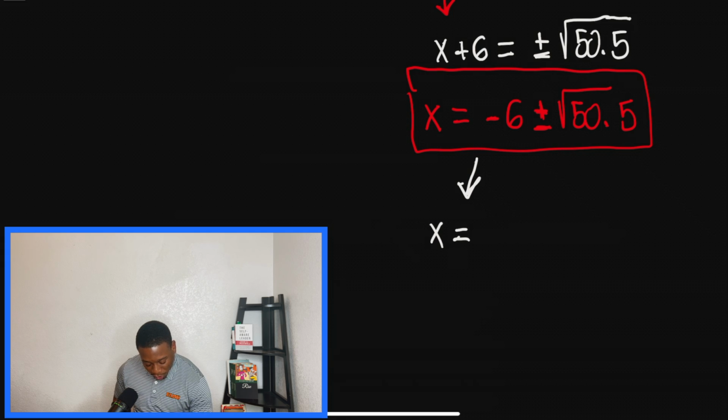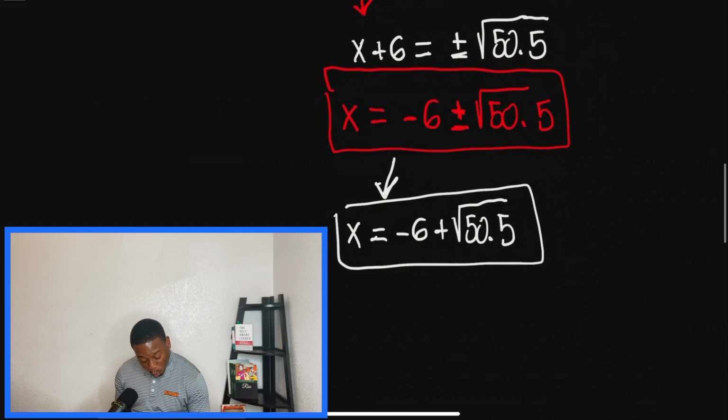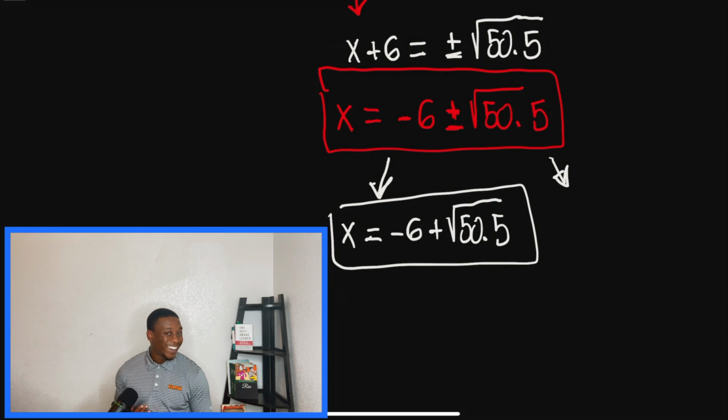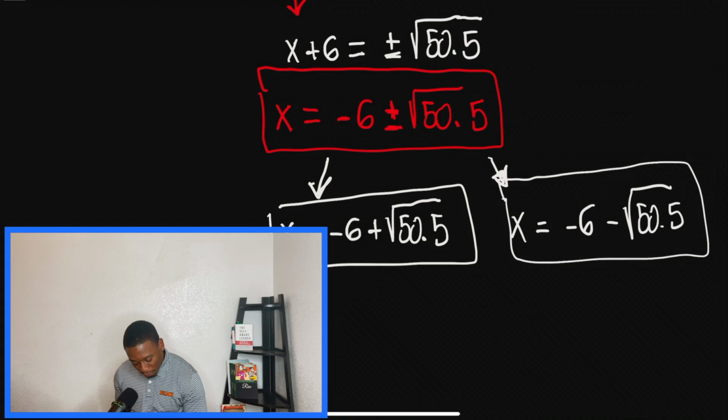So if your teacher asks you for two separate answers, we could have one, x is equal to -6 plus the square root of 50.5. That's one answer. And then the other answer, we could have x is equal to -6 minus the square root of 50.5.